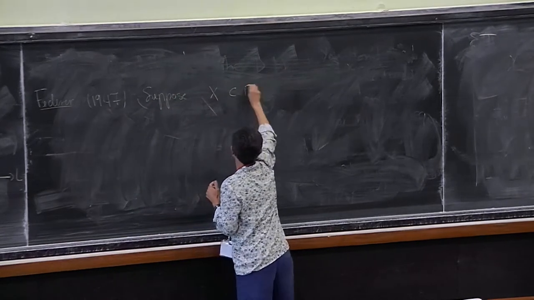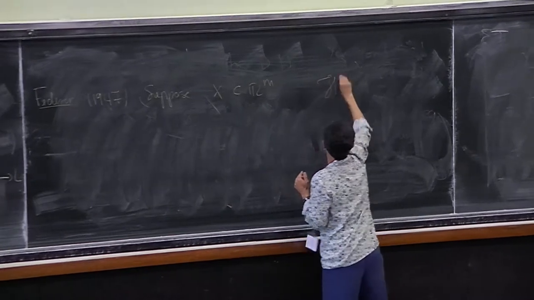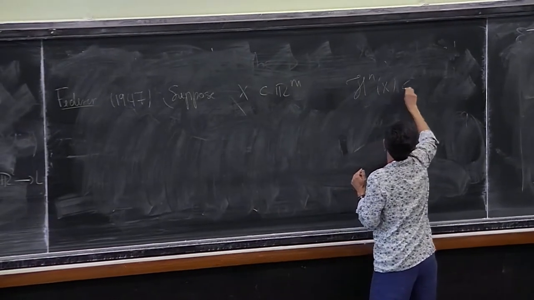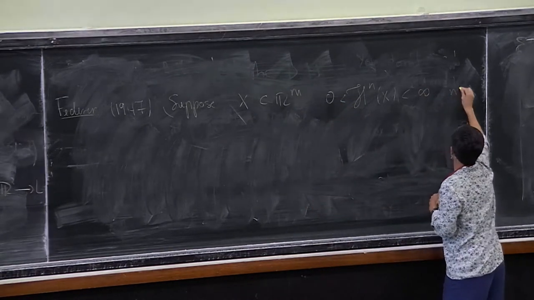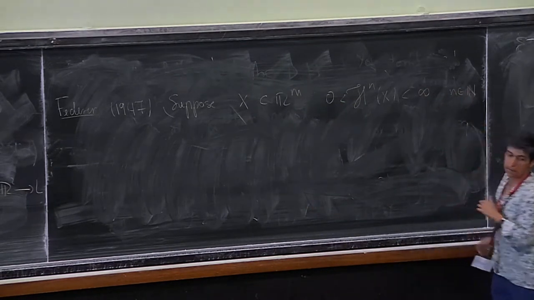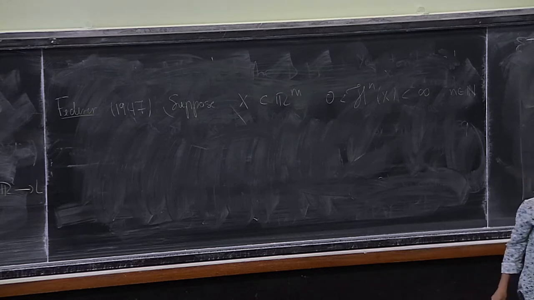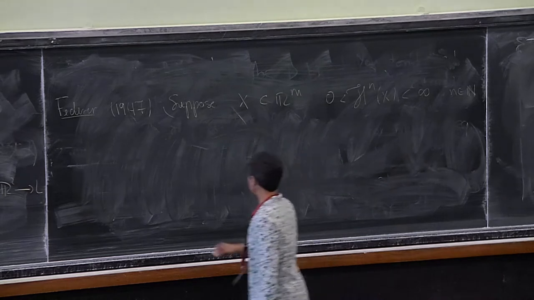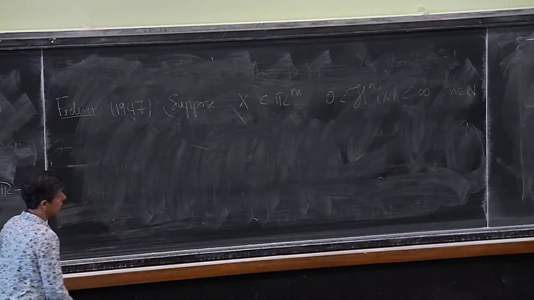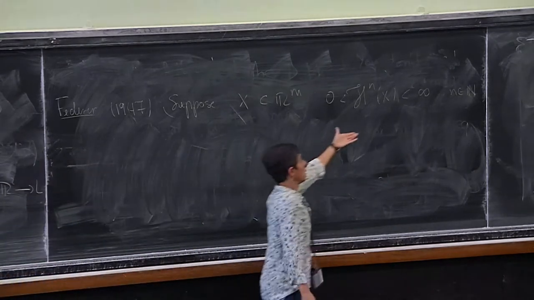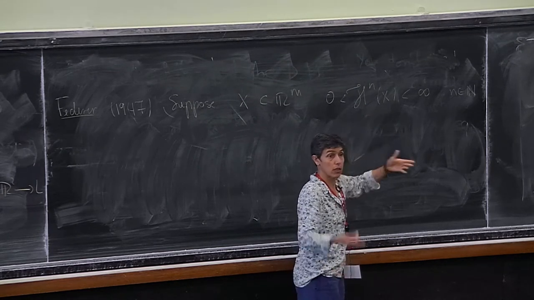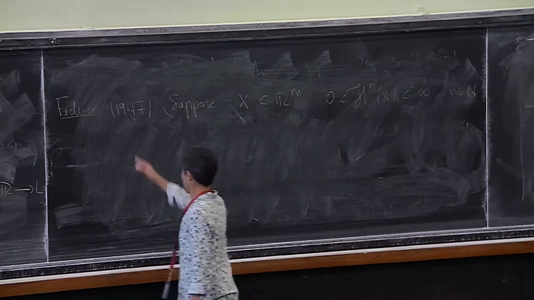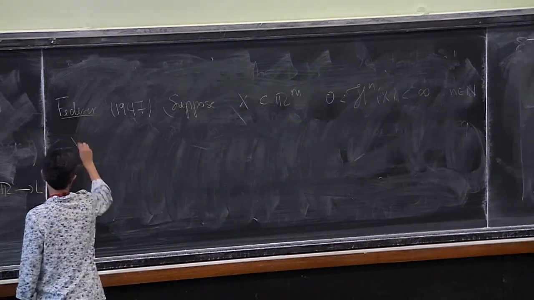So suppose x lives in Rm, and n is an integer. I know if I write n, we all think n is an integer, but you'll see why I say that later. Then what Federer proved, the question was, okay, here we go. This is the extension of Besicovitch's theorem. What Federer did is he did exactly the same thing, except that it took him a few years. I'll explain why.